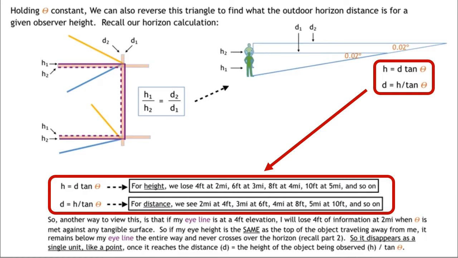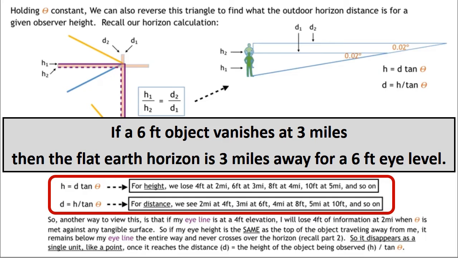Now I'm gonna play a clip where Travis correctly explains how these 2 formulas are related to each other. What he's basically gonna say is if a 6-foot object vanishes at 3 miles, then the flat earth horizon is 3 miles away for a 6-foot eye level. So let's take a listen.